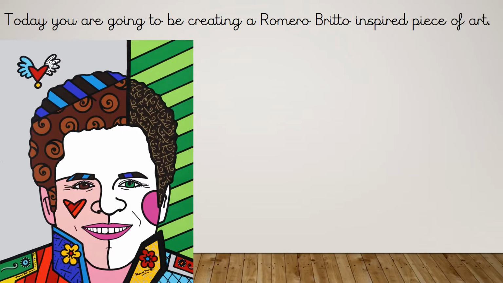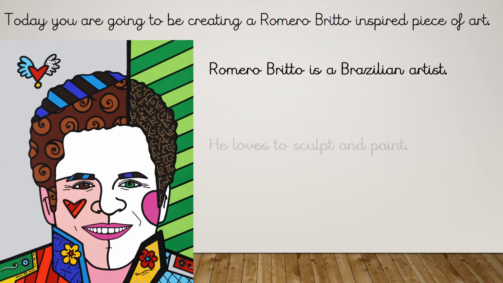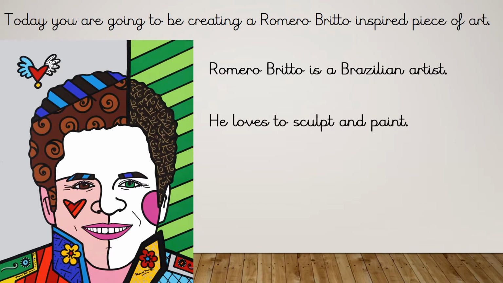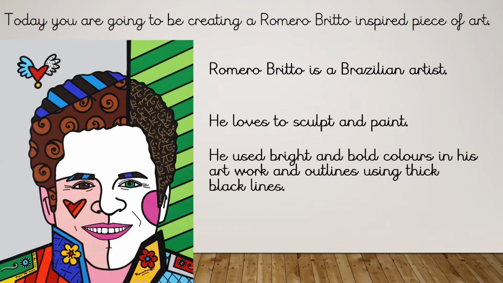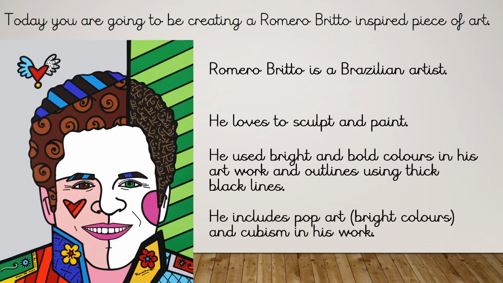Now today we are going to be creating a Romero Britto inspired piece of art. Romero is a Brazilian artist and he loves to sculpt and paint. As you can see from his painting here, he loves to use bright and bold colors in his artwork and then outlines using thick black lines. He includes pop art using bright colors and cubism in his work. What shapes can you see in this portrait of Romero Britto?